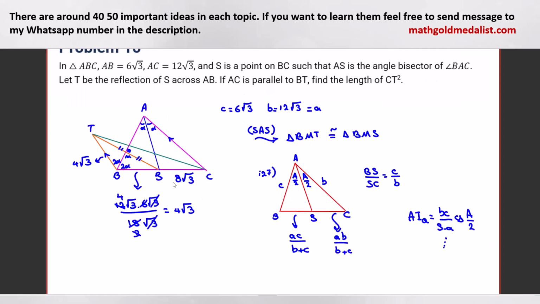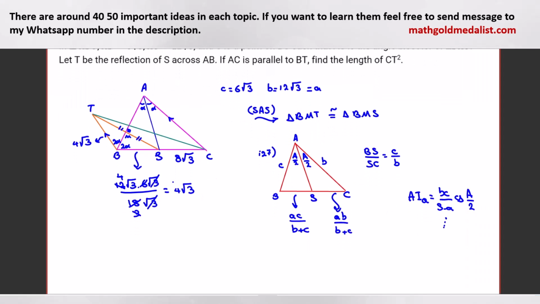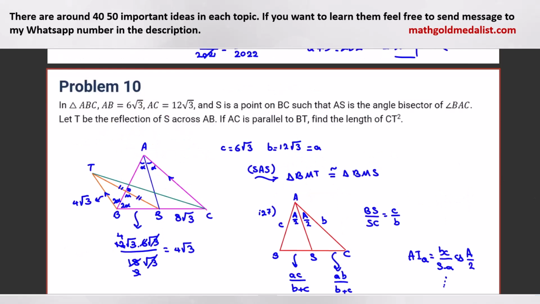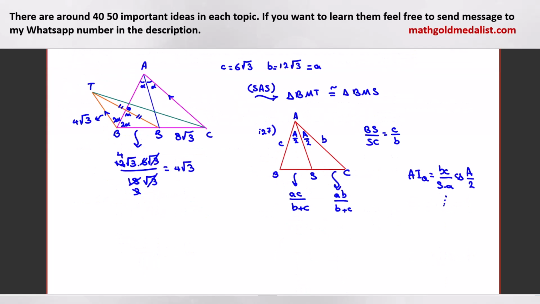Now the problem wants what? The problem wants CT squared. So in these problems, work a bit on assumption, a bit on the sentence of the problem. We can use cosine law. Again, which idea? Idea 28, cosine law. And idea 29 is work a bit on assumption and on the sentence of the problem and try to reach a common point here.